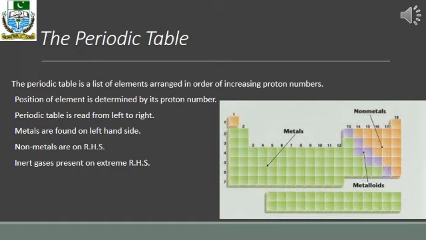The periodic table is read from left to right. Metals are present on the left hand side while non-metals are present on the right hand side. Inert gases, also known as noble gases or zero group, are present on the extreme right hand side of the periodic table.